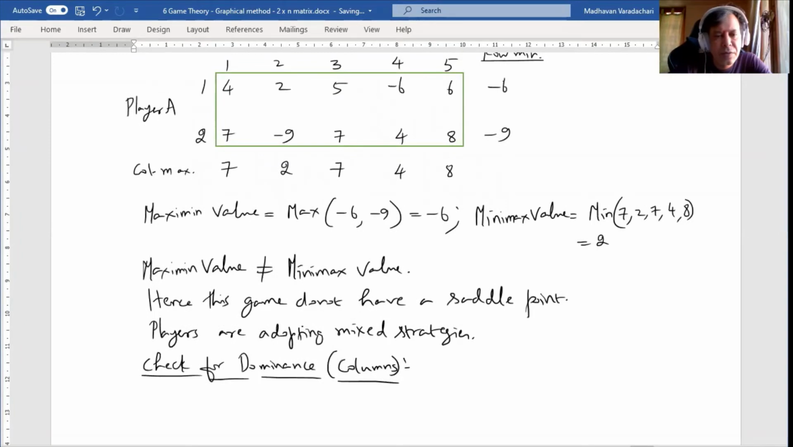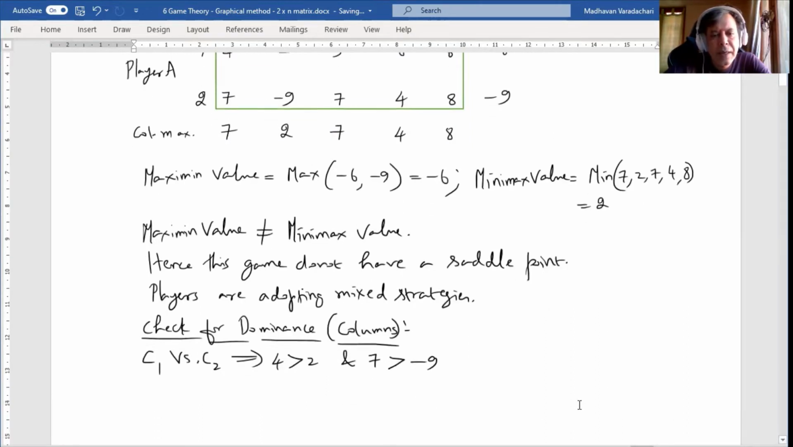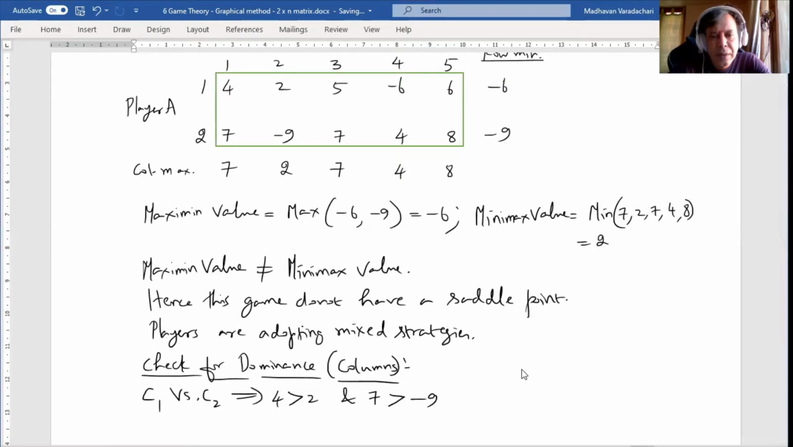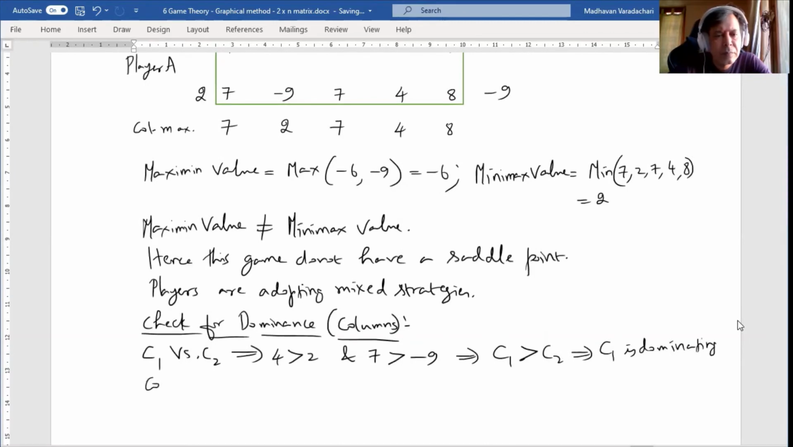Right. So now the first column versus the second column. We may note 4 is larger than 2 and 7 is larger than -9. So I can say from this that C1 is greater than C2. That means C1 is the dominating column, and the dominated column can be deleted or eliminated.